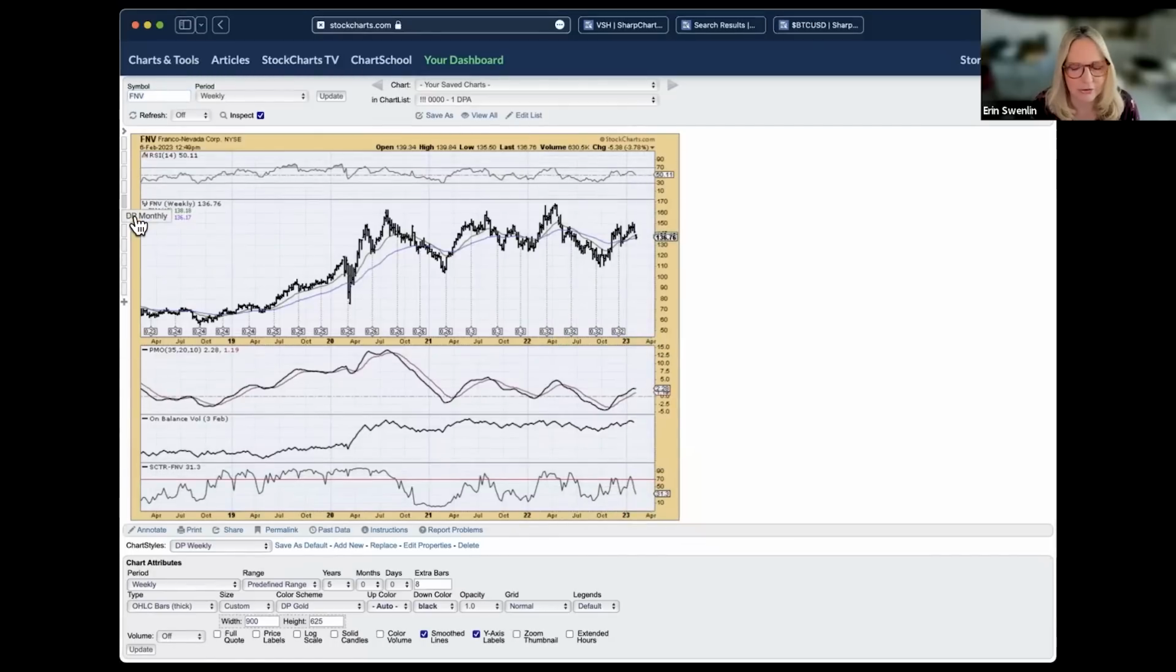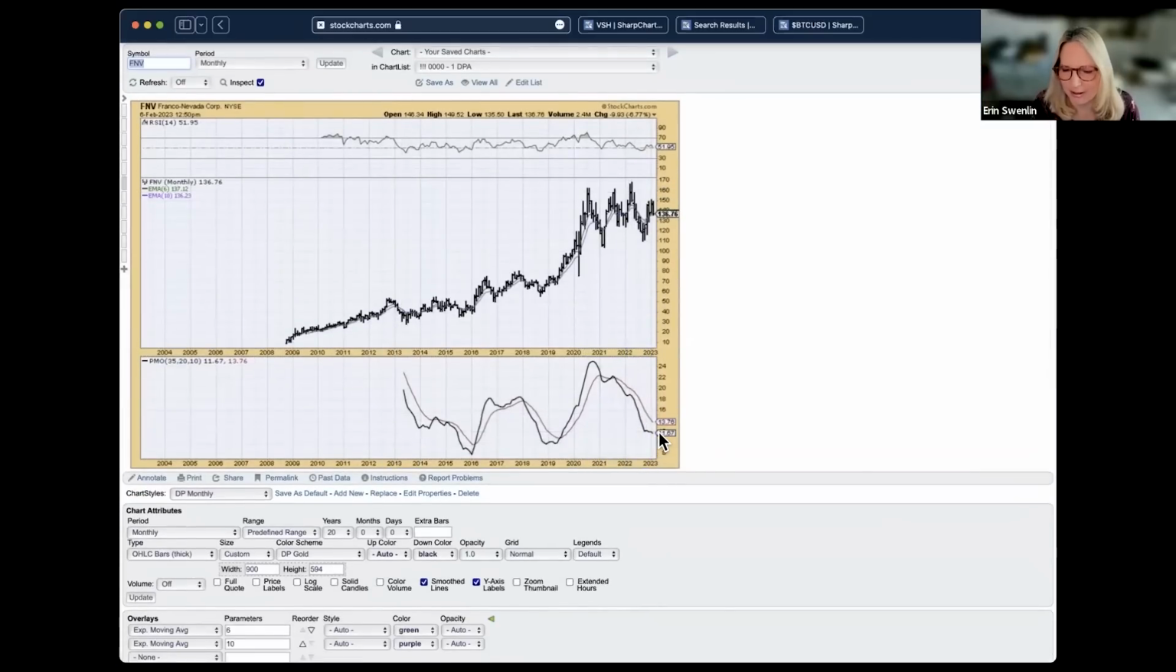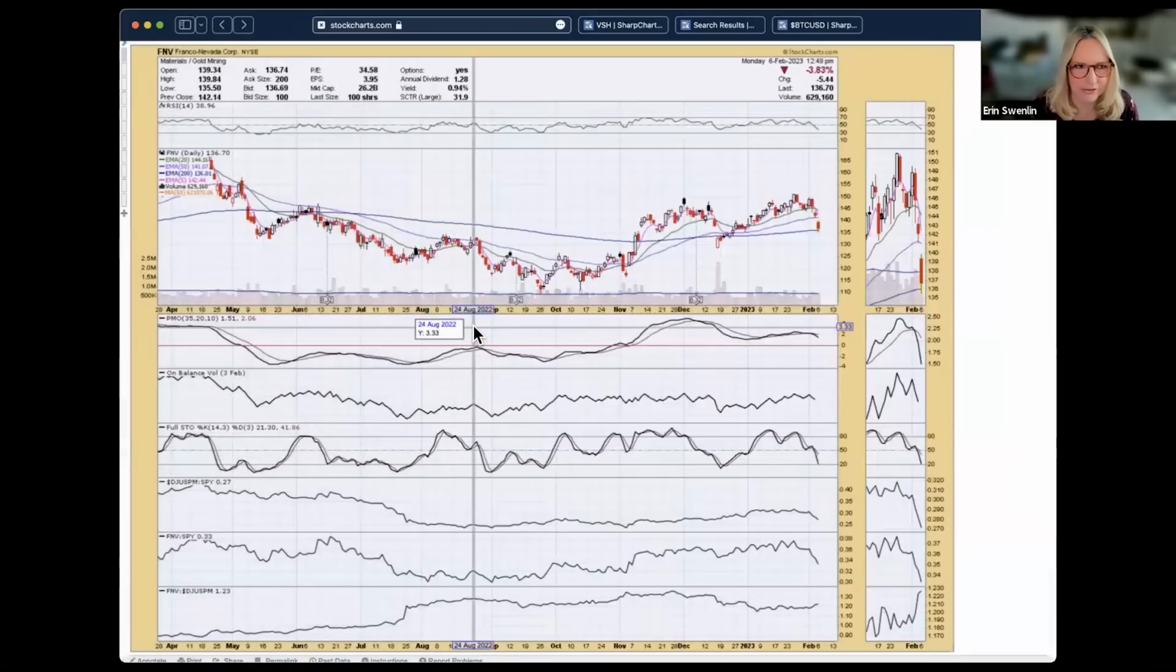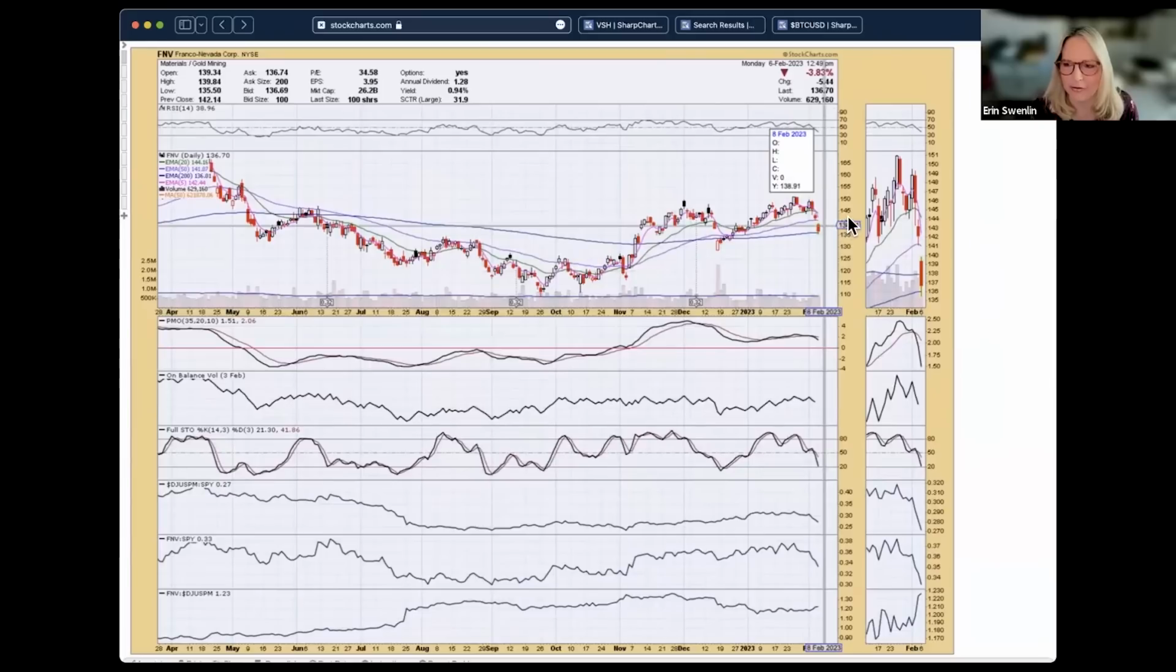If we go even longer term to the monthly chart, that's an ugly monthly PMO. So I would have to say, I know I don't like them short-term gold miners. And this particular gold miner isn't showing the kind of strength that would weather the storm that I think gold miners are getting ready to enter.